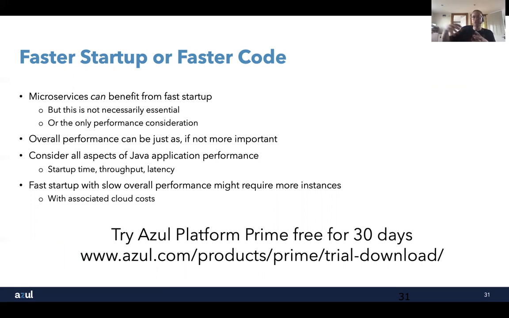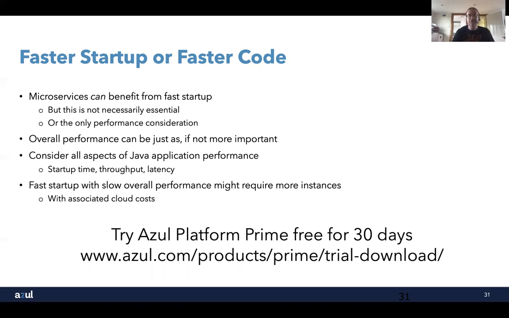If you've got longer running services, what you really want to make sure is that they can perform as well as possible to reduce the number of resources they require and therefore the cost in terms of your cloud bill. So you do have to think carefully about the different aspects of performance that we talked about at the beginning: startup time, throughput, and latency. Which is the most important to you? Balancing those things based on what you need.